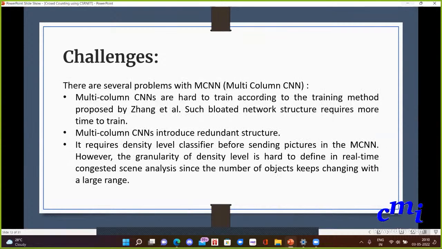So there came the CNN based approaches, and the most notable one is MCNN. But these have also some drawbacks, like multi-column CNNs are hard to train.